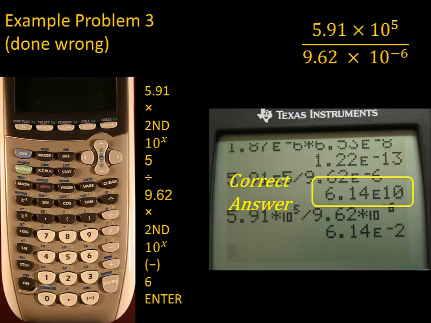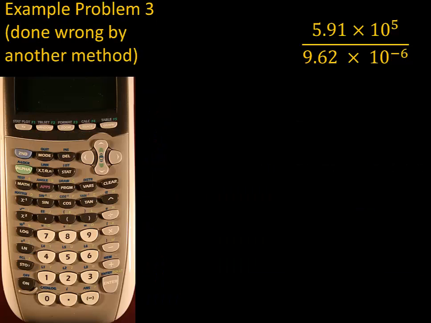What went wrong? Before answering that, I'll show you another way to do this incorrectly, something that might have occurred to you for doing scientific notation. We'll do the same problem again, using yet another function built into the calculator. The keystrokes are 5.91 times 10 caret. This time I'm using the caret symbol, which is how you raise a number to a power. 5. That's our exponent.